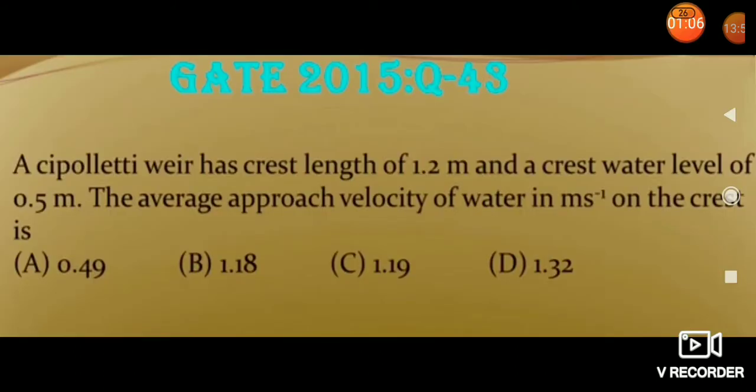Now friends, you see the next question, asked in 2015. Here is a superlative weir having a crest length of 1.2 and the crest of water level. I think a superlative weir is nothing but the weir which has the slope ratio.